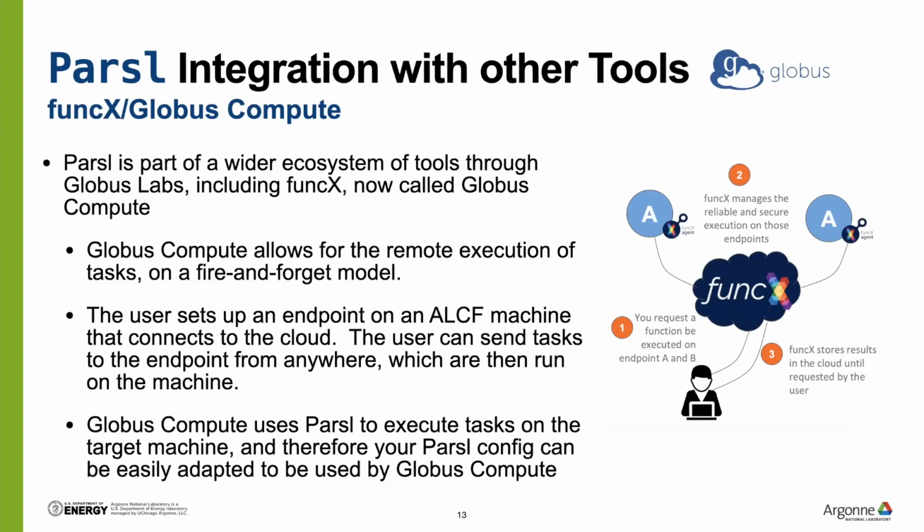Okay. So I'll just also briefly mention Parcel is part of the Globus Labs, which has many other tools. They have a tool called FuncX, which has actually been rebranded. It's now, as of like last week, called Globus Compute, which is a way of distributing work remotely to machines. But it actually uses Parcel at the endpoint on the machine. And so the Parcel config you write to use on Polaris will look very similar to the config you will use for Globus Compute, for example.